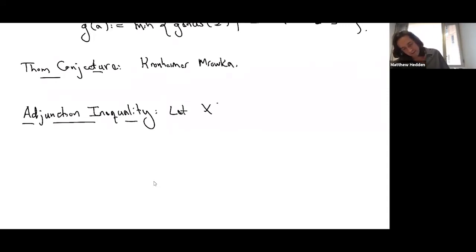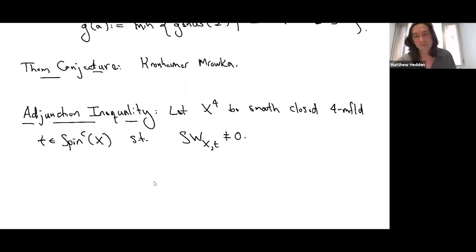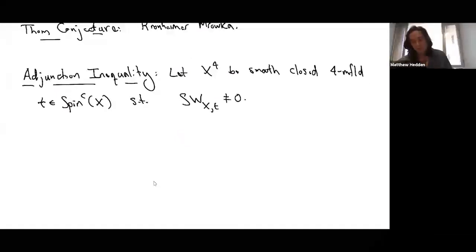So let's let X be a smooth, closed four-manifold, equipped with a spin-C structure, which I'll denote by t. And if you have a spin-C four-manifold, then you have an associated Seiberg-Witten invariant. And I'll assume that this invariant is non-trivial for this particular spin-C structure and four-manifold.